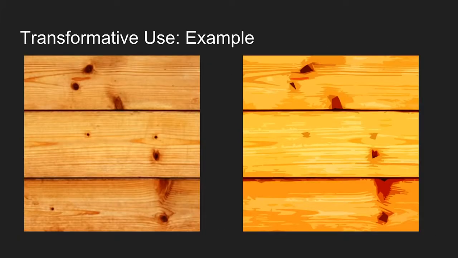Here's an example. I Googled wooden planks, I put it into Photoshop, and I used a few filters, and I got a texture that looks similar to Fortnite.